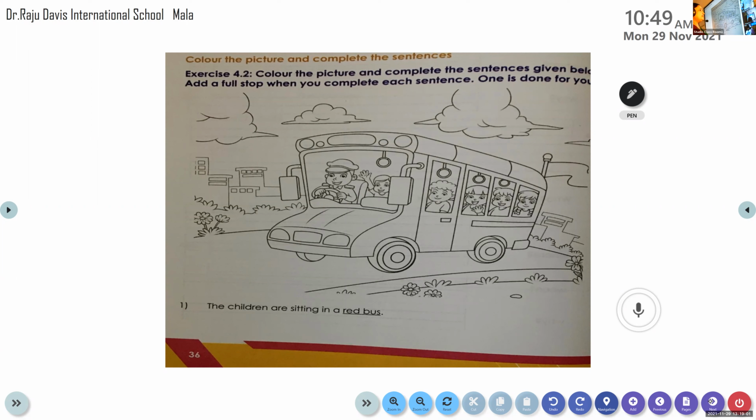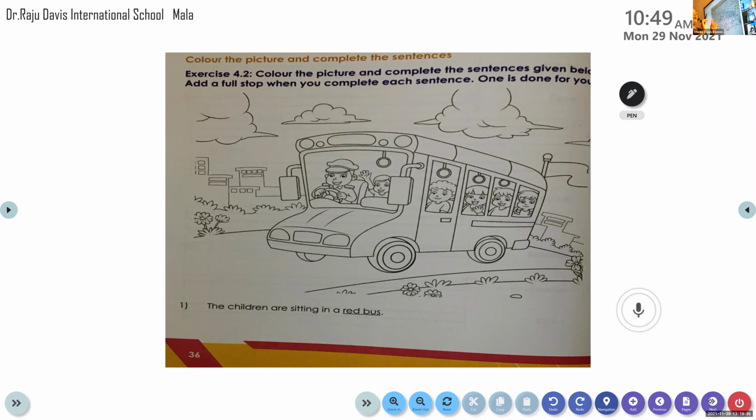The children are sitting in a red bus. Yes. The children are sitting in a red bus. That means what color should be given to the bus when you are coloring? Nazaha? Red. Red, yes. The children are sitting in a red bus.